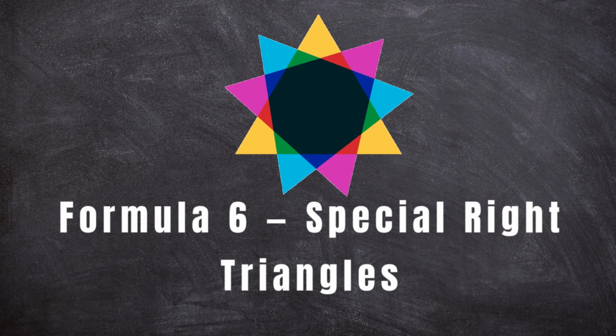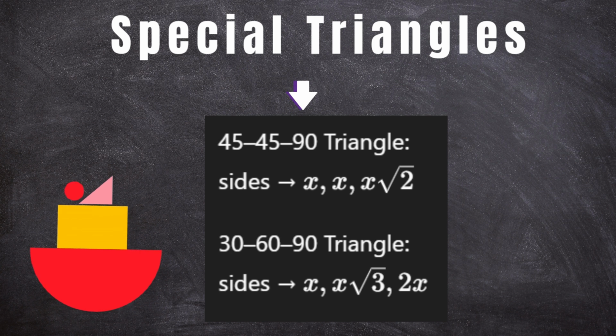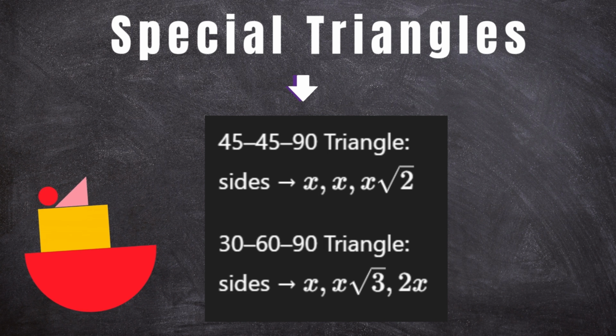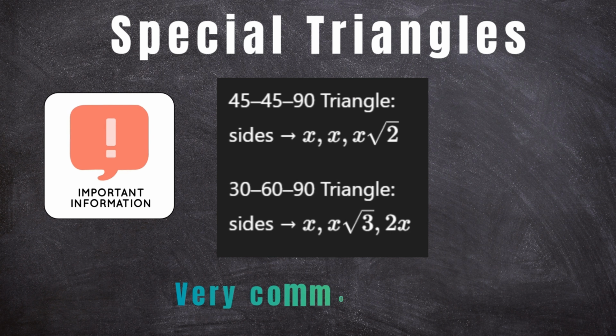Formula 6: triangles. The sum of angles equals 180. Pythagorean theorem: a squared plus b squared equals c squared. Special triangles: 3, 4, 5 and 5, 12, 13.